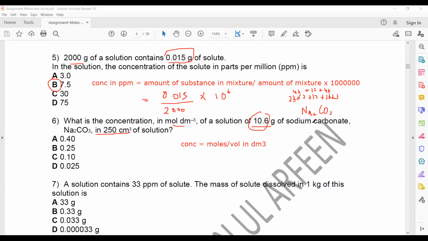So we need the moles first. So 10.6 divided by 106. So moles equal mass in gram divided by molar mass. So 10.6 divided by 106, and we get 0.1 mole. So we have the moles, and the volume is in cm cube, so we have to convert into dm cube by dividing by 1000. So 0.1 divided by 0.25. So we get the concentration 0.4 mole per dm cube.